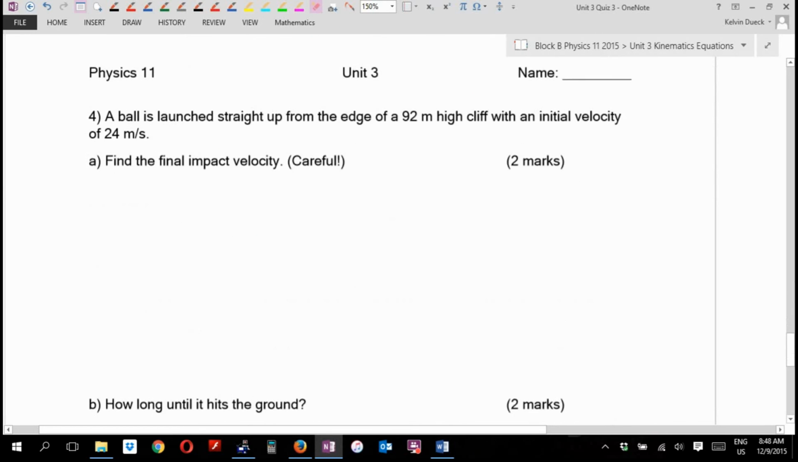Number 4. I guess VI is 92. No, VI is not 92. Good gosh, Duke. VI is 24. A is negative 9.8.